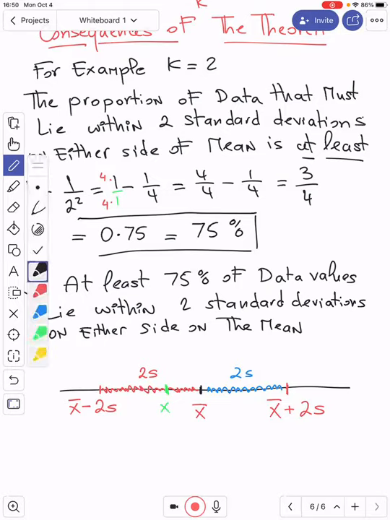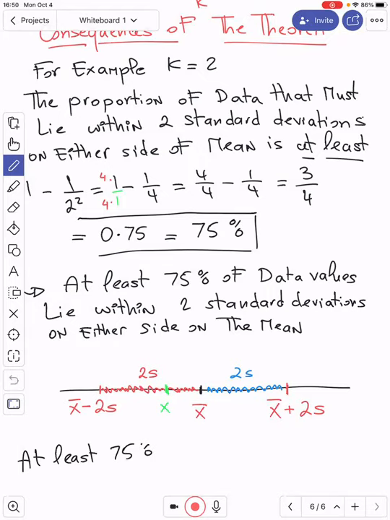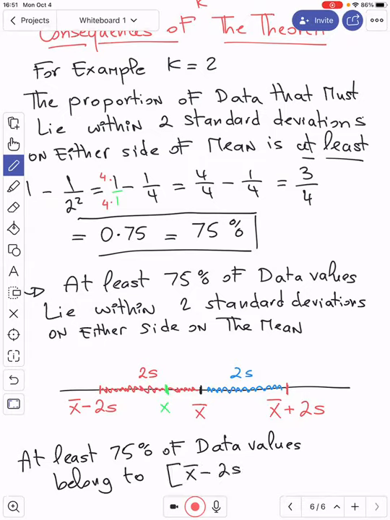So at least 75% of the data values belong to the interval from X bar minus 2s to X bar plus 2s, right? That's what I mean, 2 standard deviations on either side of the mean. So they belong to the interval X bar minus 2s and X bar plus 2s. I will give you a numerical example in a couple of minutes, guys.